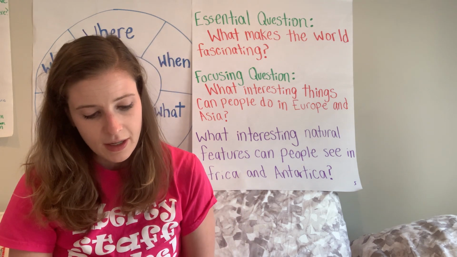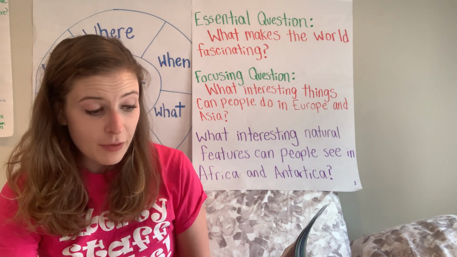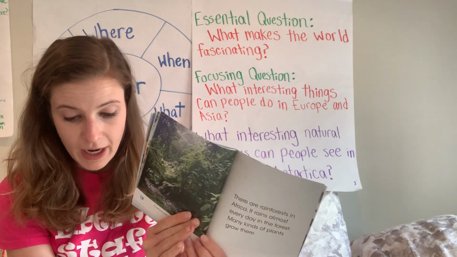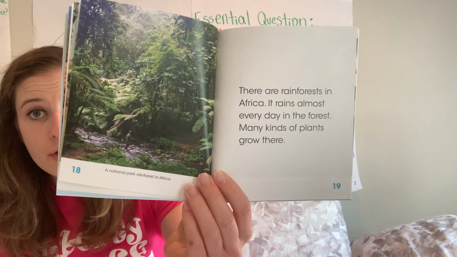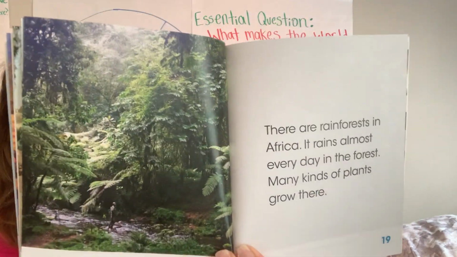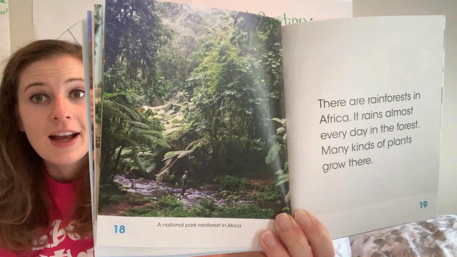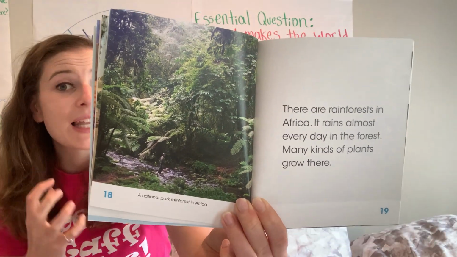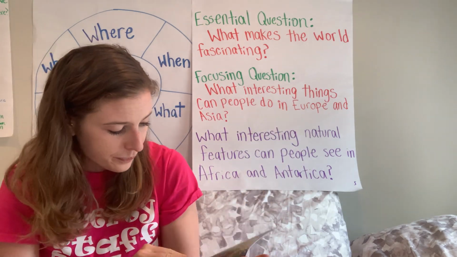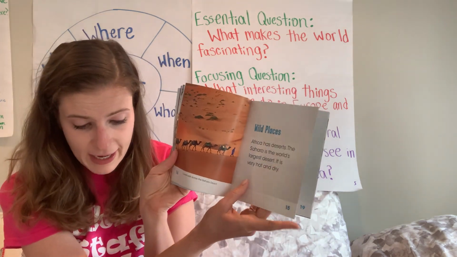All right, let's see if we can see anything more. There are rainforests in Africa. It rains almost every day in the forest. Many kinds of plants grow there. So in that word rainforest, we hear two words. We hear rain and forest. It's a compound word. So by looking at that picture, what can you tell me about a rainforest? I see lots of green things, lots of plants growing. I see some sunlight, but if we compare it to the desert, it looks very different, right?